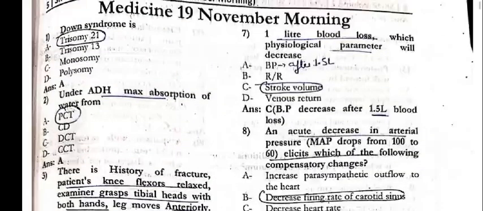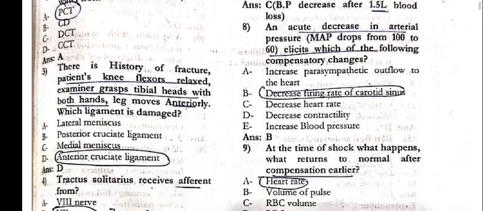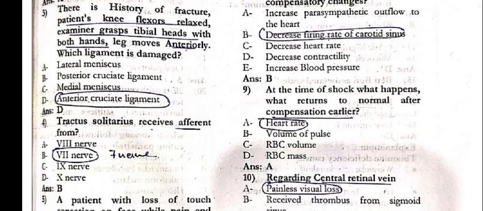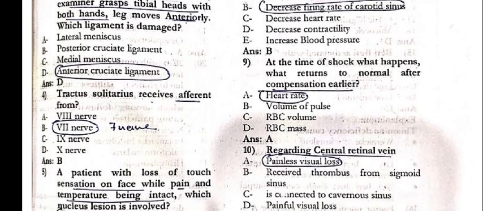Next, question number 7, 1 liter blood loss, what physiological parameter will decrease? There is a stroke volume. Question number 8, an acute decrease in the arterial pressure elicits which of the following compensatory changes? The decreased firing rate of the carotid sinus. Question number 9, at the time of the shock, what happens? What returns to normal after compensation earlier? There is a heart rate.